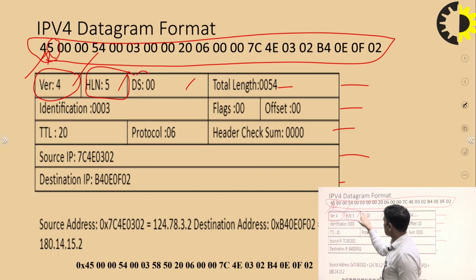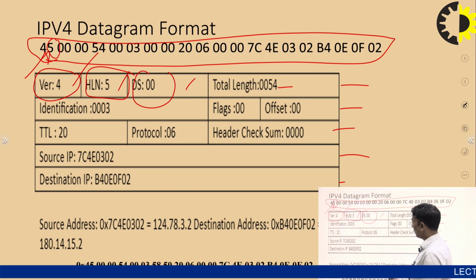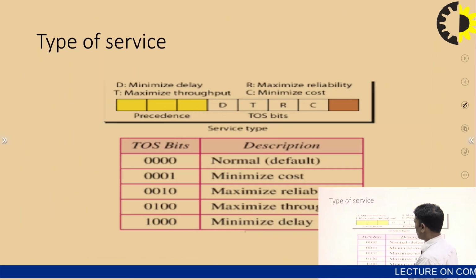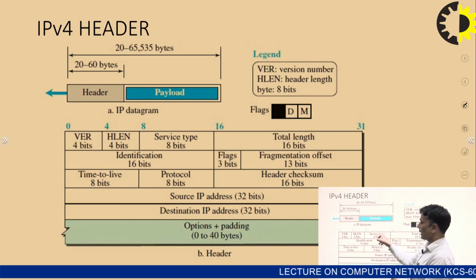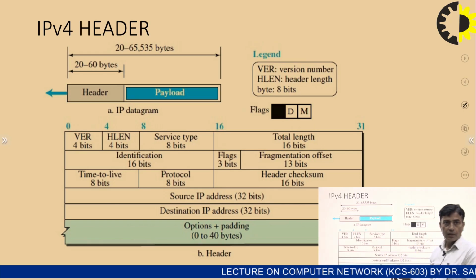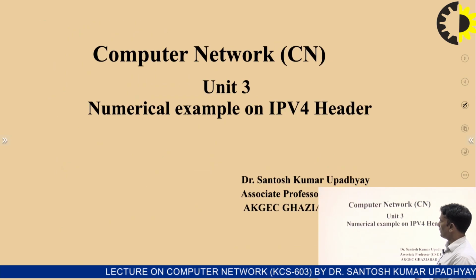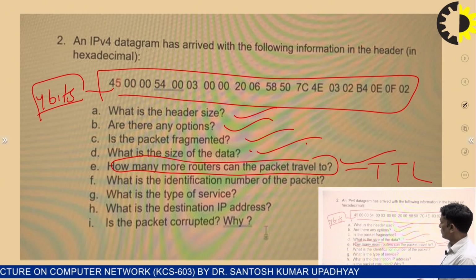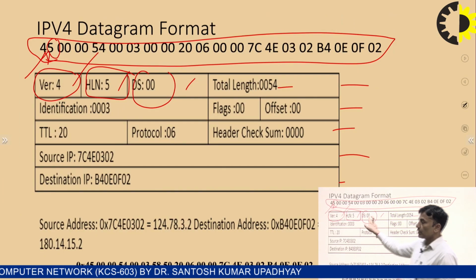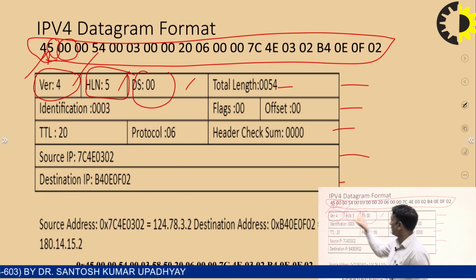This DS is 8-bit. What is DS? It is the type of service. Type of service is 8-bit. 8-bit means two symbols of hexadecimal. So the next 2 symbols are 0 0, and 0 0 is written here.